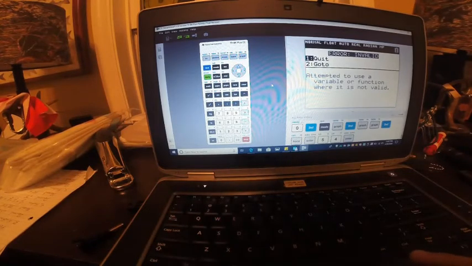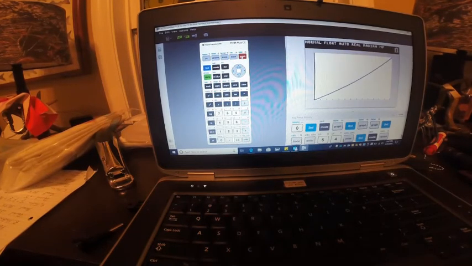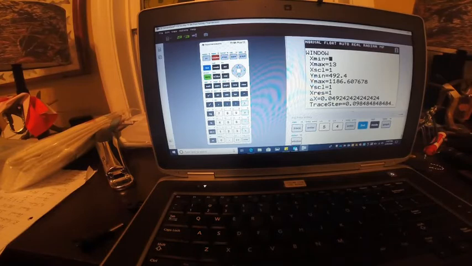but depending on how your graph is zoomed, it might not be able to find it. The reason being is the value has to be within the window. If it's not within the window, then it's not going to be able to find it. So you might have to adjust your window to include 54.